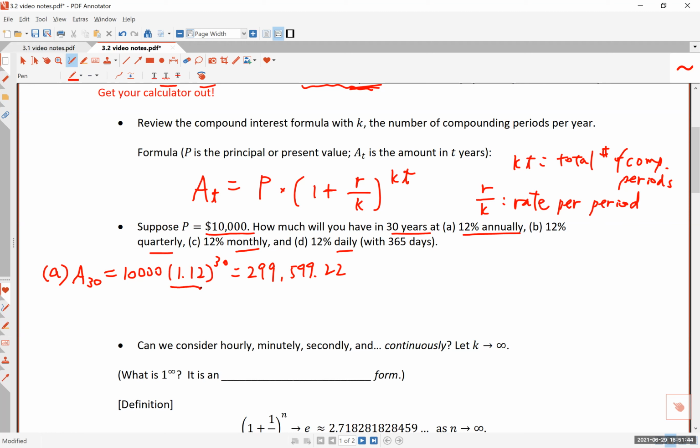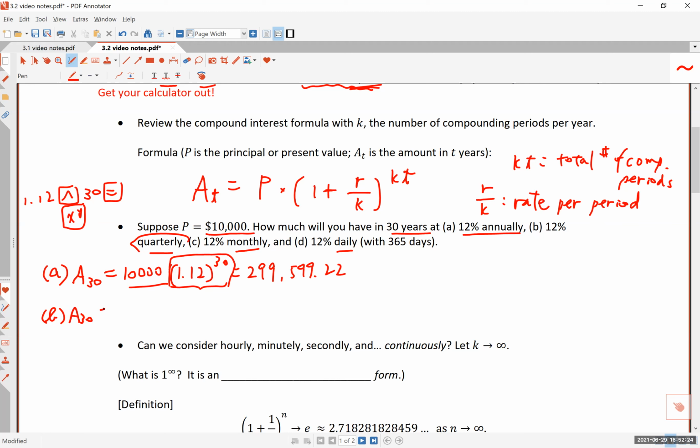Well, all right, so what you have to do is on your calculator, enter 1.12, and you raise it to the power of 30, or you use the x to the y key and then put 30. Once you do that and then you press the equal sign or enter, it'll give you this value, whatever 1.12 to the 30th power is. And then you multiply that by 10,000 to get 299,599.22. Okay, simple enough.